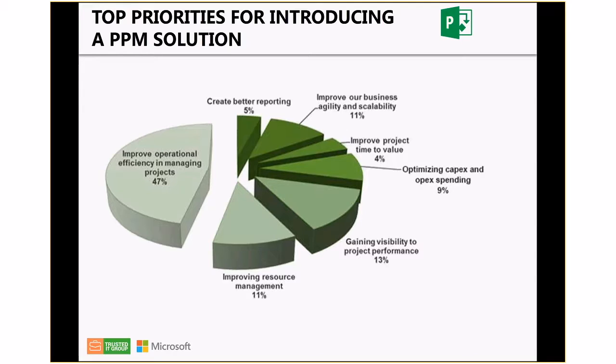After that, the next biggest one is gaining visibility into project performance over here at 13%. Again, by having a PPM solution, you'll have a lot of visibility into project performance, just like it says, and we're going to touch upon some of the areas, not all of them, where you can gain this visibility to give you greater project performance. And then of course we have improved resource management and improved business agility and scalability. Those are all important, but the main one is everyone's trying to be more operationally efficient.